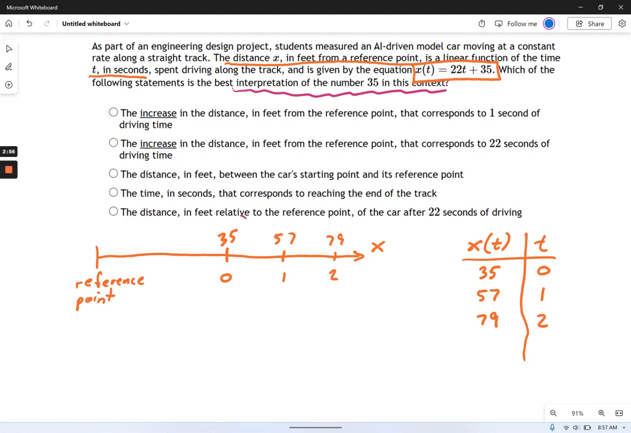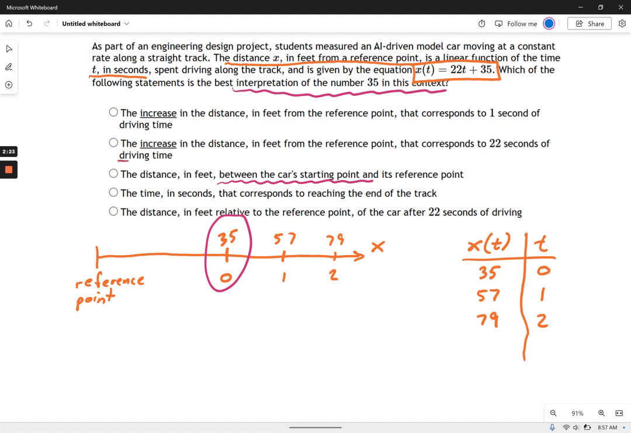Well, 35 is right here. You can see it on our picture. So what that means is 35 is the distance of the car from the reference point at time equals 0. Well, what's another way of saying time equals 0? You might think of that normally as simply the starting point, right? Sometimes a challenge in these problems is relating a variable like t equals 0 to words in English. That's the starting point. That's when we start the clock.